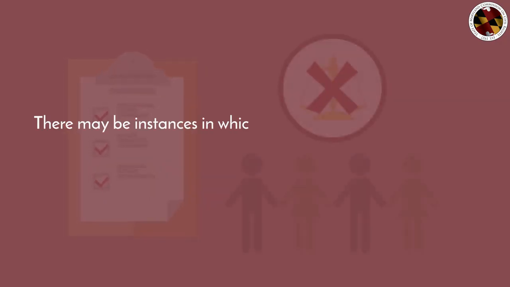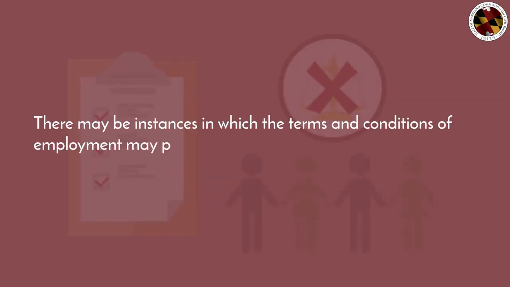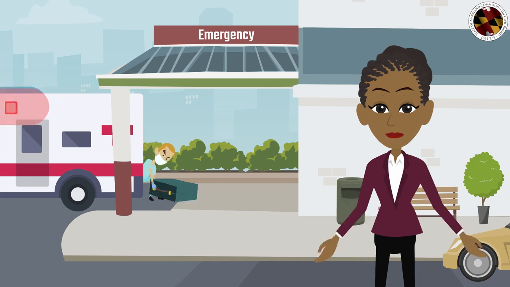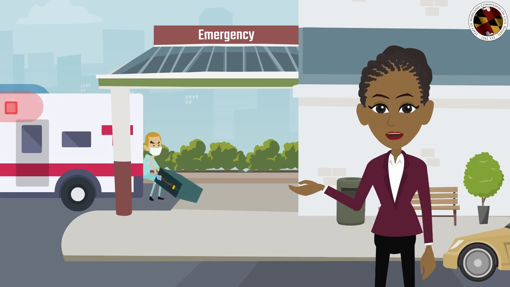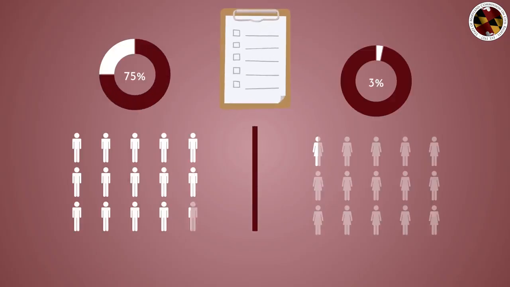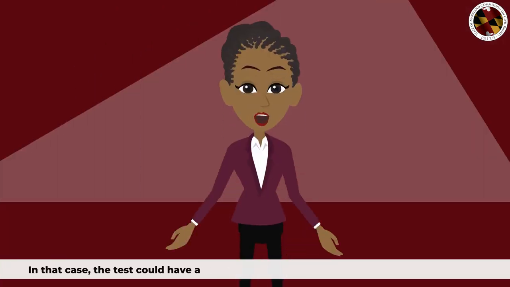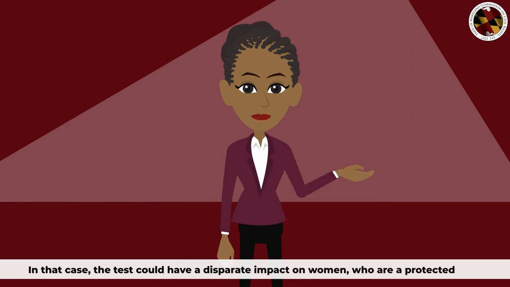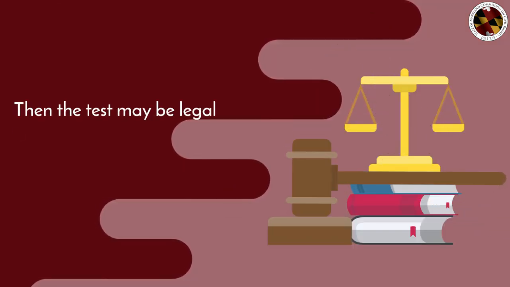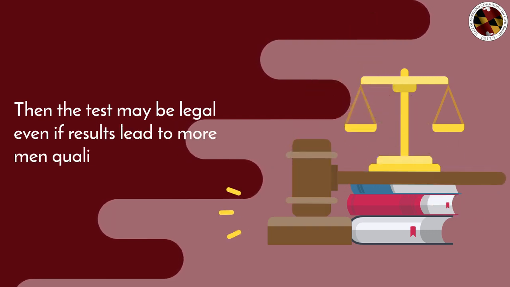There may be instances in which the terms and conditions of employment may present as discriminatory, but fall outside the scope of the aforementioned protections. For example, say a paramedic service employer required job applicants to carry a heavy load up several flights of stairs, and a higher percentage of male applicants pass the test compared to the number of female applicants who pass. In that case, the test could have a disparate impact on women, who are a protected class. But if the paramedic service can show that carrying heavy loads upstairs is a necessary part of the job, then the test may be legal, even if results lead to more men qualifying than women.